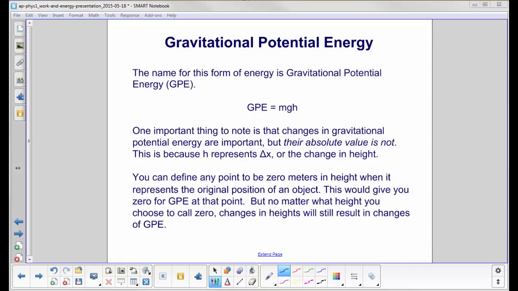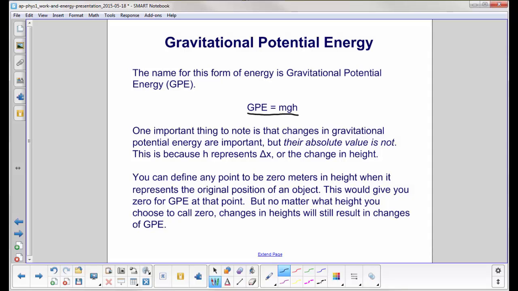The name for the energy that is now possessed by that book, since it was raised a height in a gravitational field, the Earth's gravitational field, is gravitational potential energy, GPE equals mgh. The important thing to note, which is not obvious in that equation, is that the changes in gravitational potential energy are important, not their absolute values.